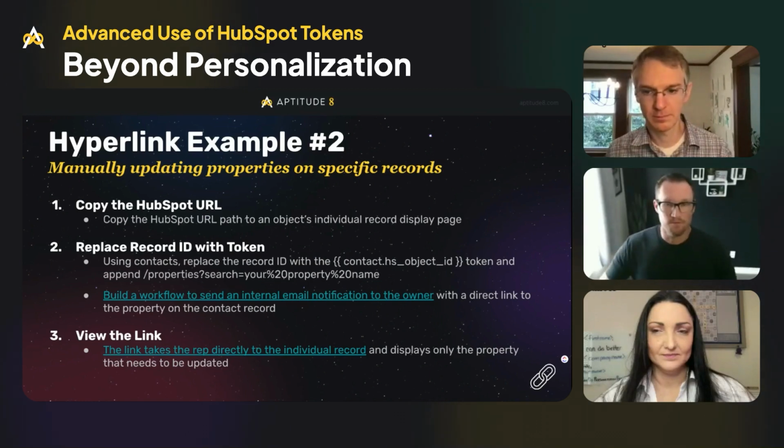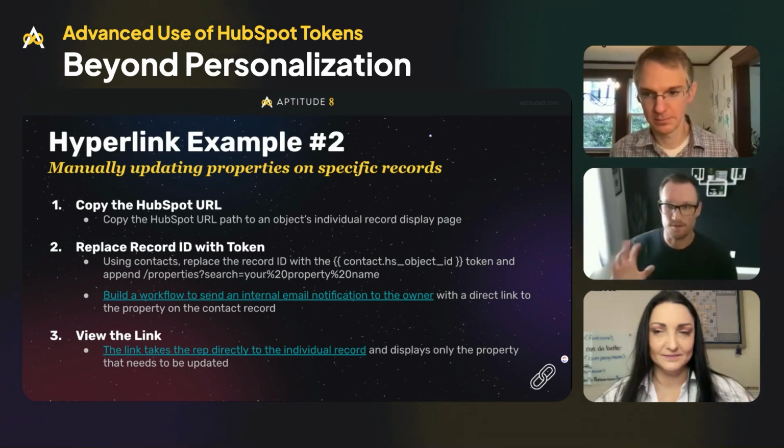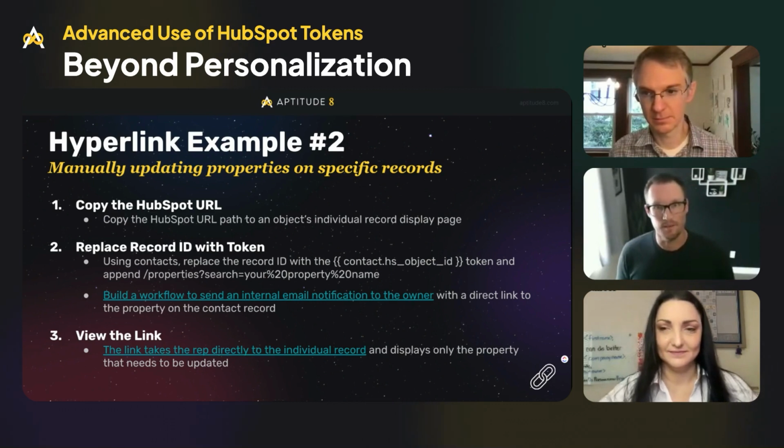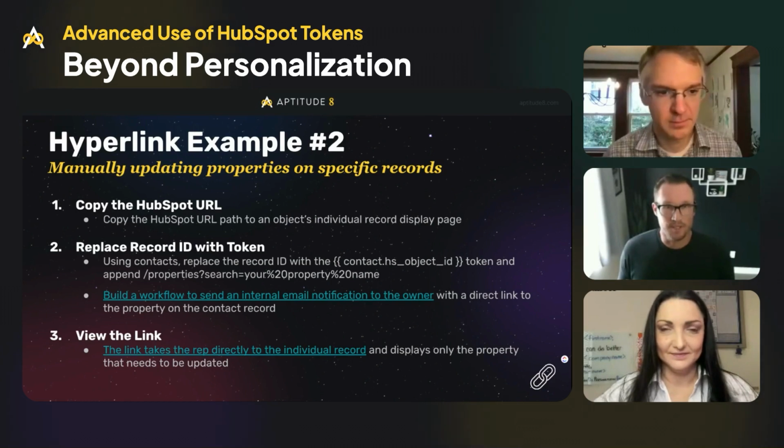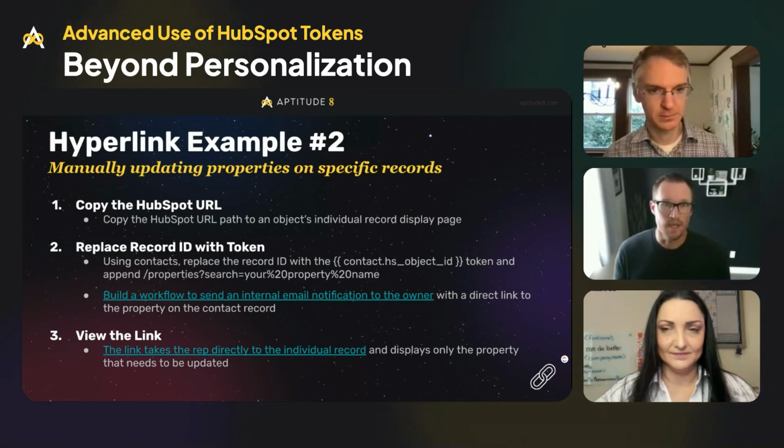Now, instead of just linking the rep directly to the record page itself, and then waiting for them to click on view all properties, search for the property itself, and then update it appropriately, which is a few different steps, a few different clicks, what we can do is take the object that's enrolled in a workflow, swap the record ID with a personalization token, and send that rep directly to that property on that record itself.